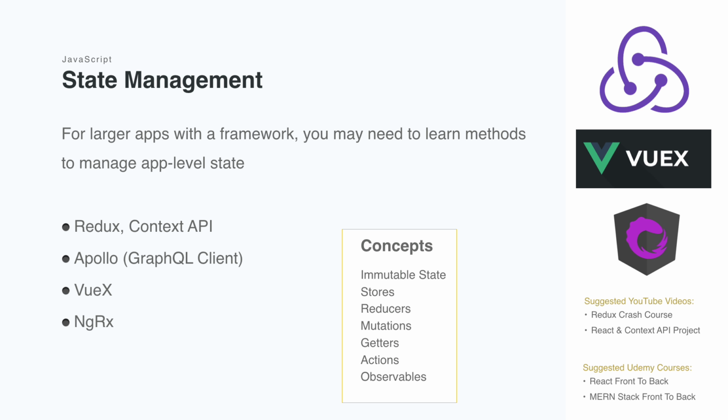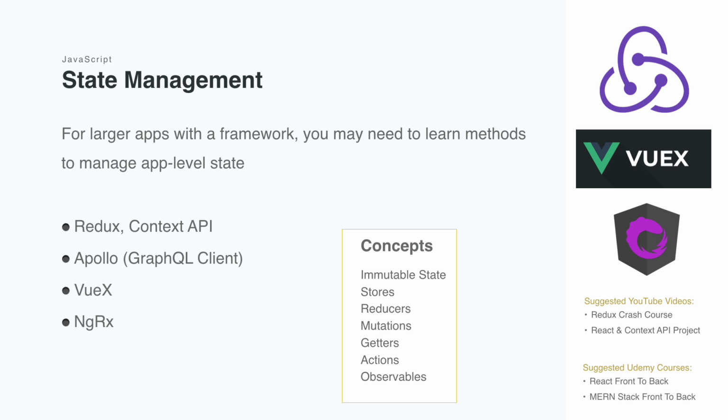So for different frameworks, you have different solutions. For React, you have Redux, which is pretty popular. You also have the Context API, which allows you to have app-level state within React itself without using something separate like Redux. So definitely something to look into. Apollo is also becoming really popular, which can handle state on its own. It's usually used with GraphQL, which I'll talk about later, but it can also be used with standard REST.